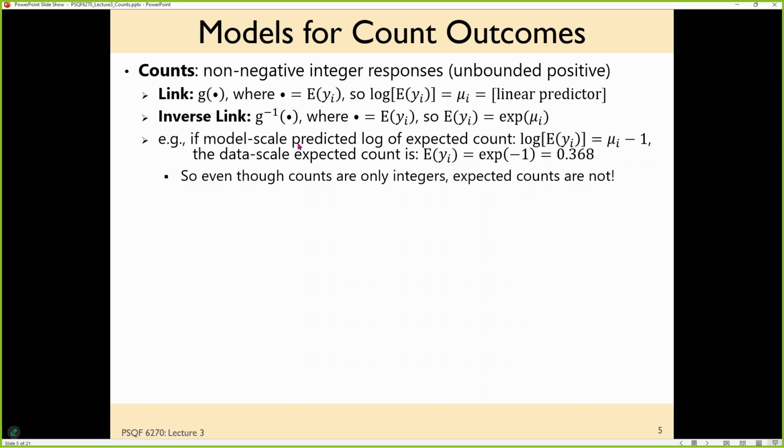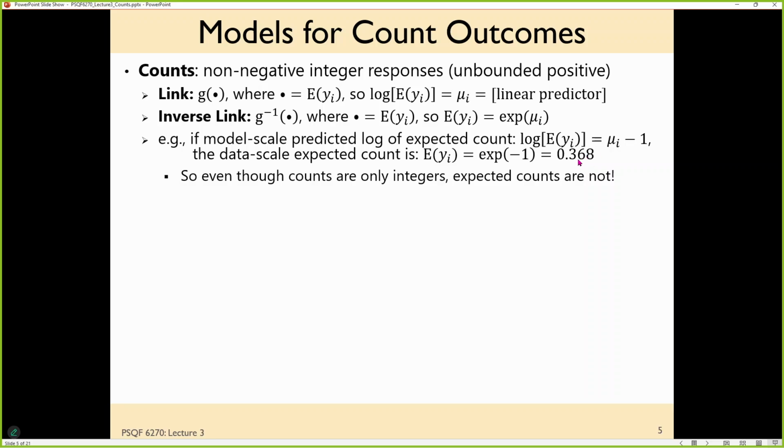So putting some numbers on this, let's say my model told me my predicted log of the expected count was -1. That's okay, because log counts go on forever and ever. But you're like, what's a log count? That's another unintuitive metric, just like logits. So if we unlog it, exponentiate it, that works out to be an expected count of 0.368.